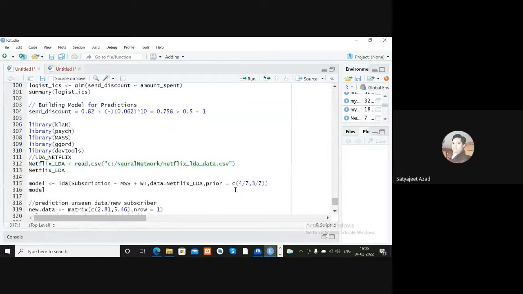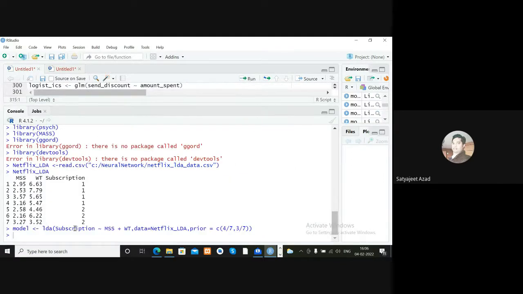Now we will apply this linear discriminant analysis. Just hold on to your thought. Now, this model name is also user defined. You can give it any name, let's say model 1, 2, 3, and the arrow, or you can put an equal sign also. And this LDA is linear discriminant analysis. LDA is a function basically.